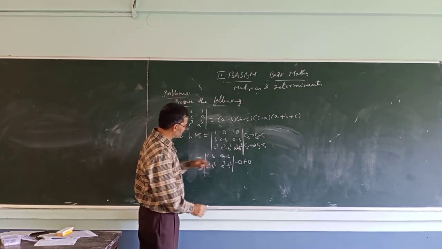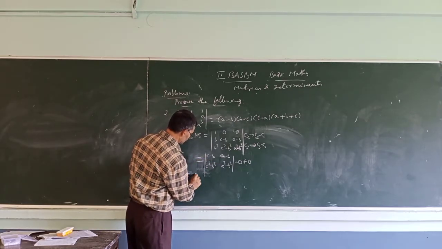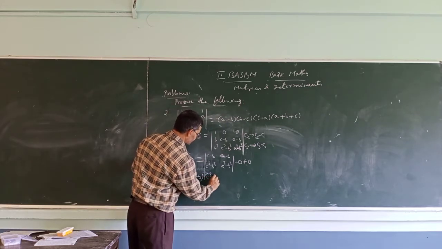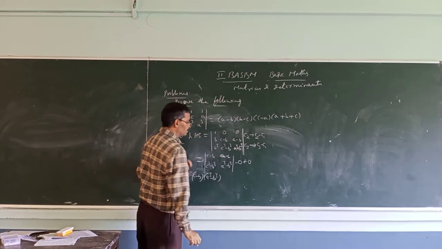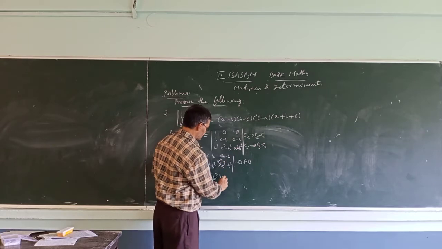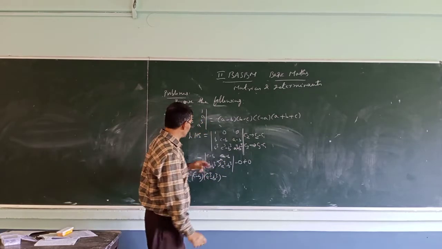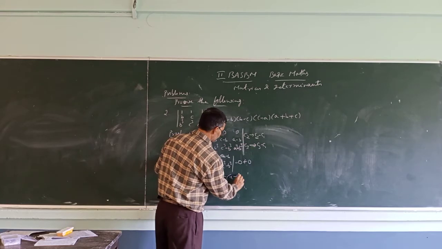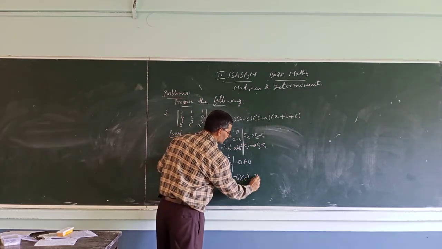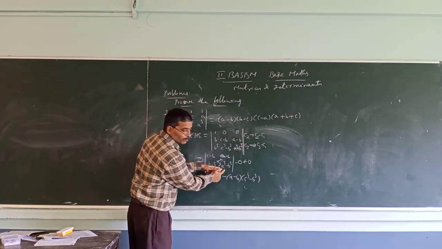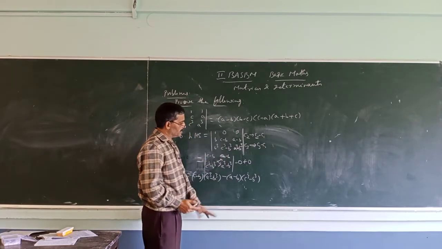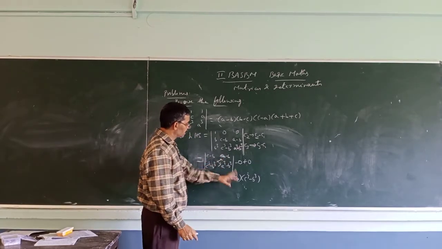So what is this? 1 into, that is equal to, (b minus a) into (c³ minus a³), minus this one, minus (c minus a) into (b³ minus a³). I have written in this way; it doesn't matter much which one comes first.